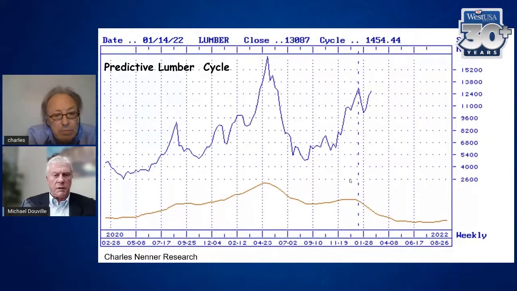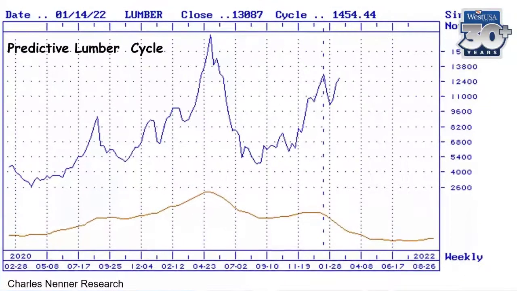So this is a predictive one on our lumber cycle, which is kind of important to us. And we talked about Lennar. We talked about Toll Brothers. And of course, I'm in the real estate business. So this is the chart that you sent out. Well, this is a weekly cycle. We also sent out daily cycles.